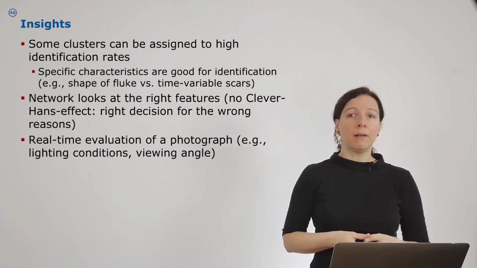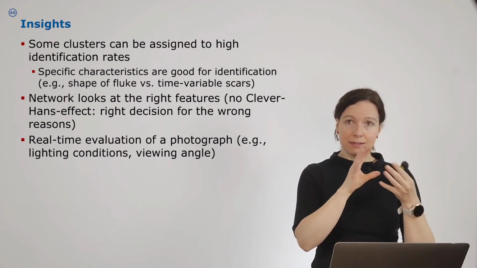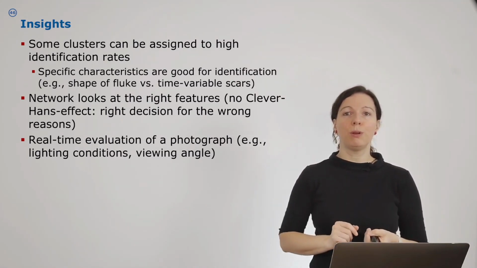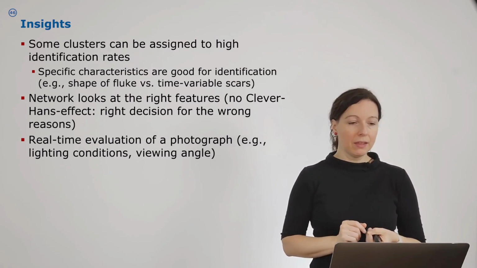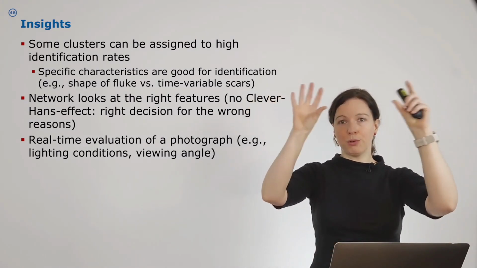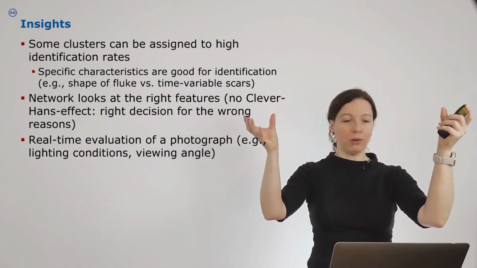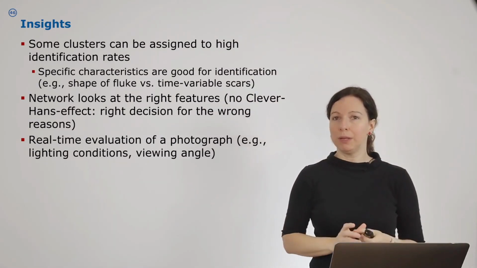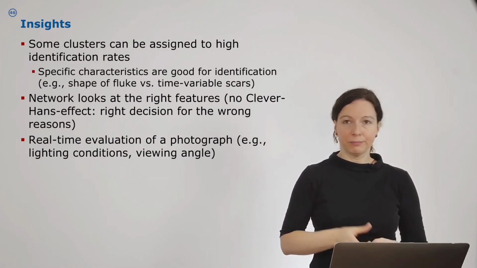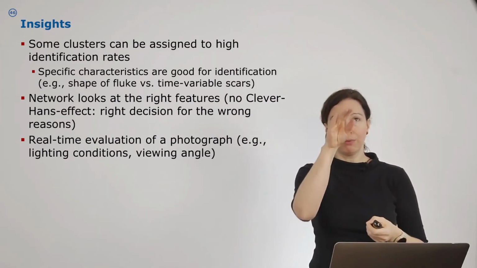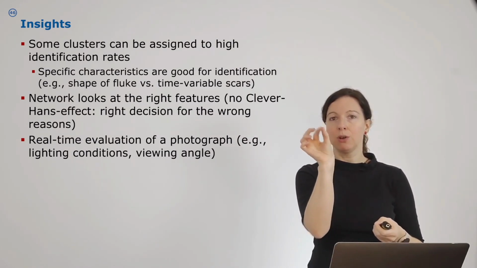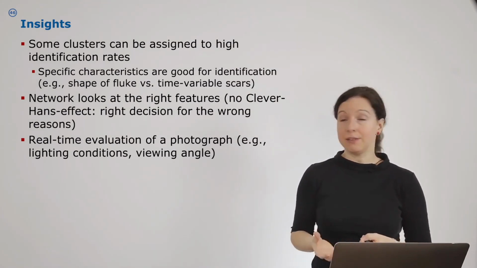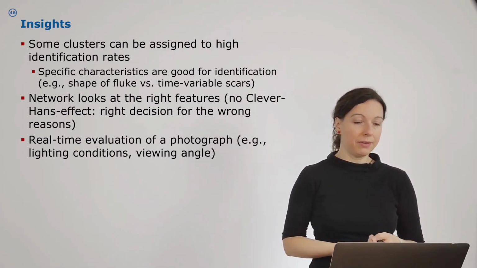One thing is, yes, the network did behave similar to a whale expert, but the whale expert normally looks at more than one feature. For example, a whale expert would not only look at the fluke tips, but he would also search for color patterns or maybe the shape of the fluke in combination, or some specific part like the notch in the middle. Then we could confirm that the network looks at the right features, so there was no clever Hans effect.